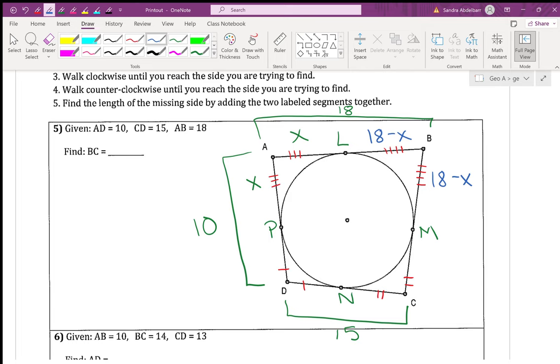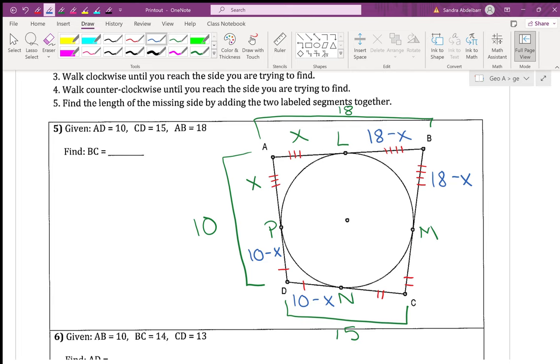Now remember, AP is x, AD is 10. How am I going to represent PD? 10 minus x. If PD is 10 minus x, since they're congruent, DN is 10 minus x. Now the arithmetic or the algebra part of this will get a little bit more complicated, but it's not bad, right? Do we all agree that NC will be 15 minus this portion, 10 minus x?